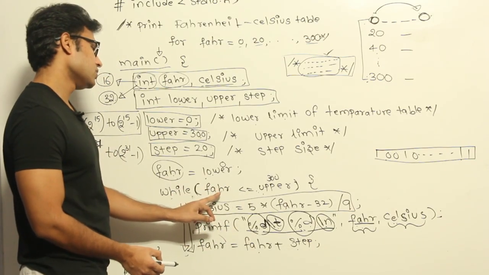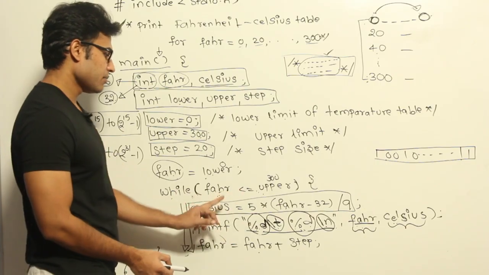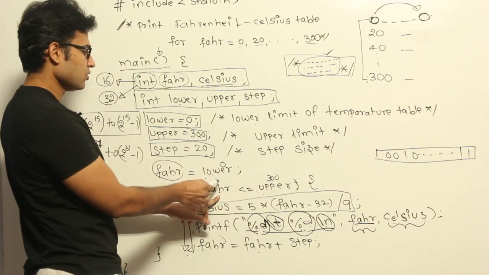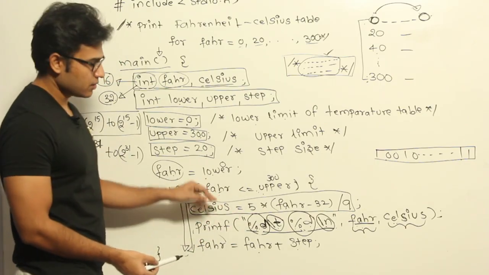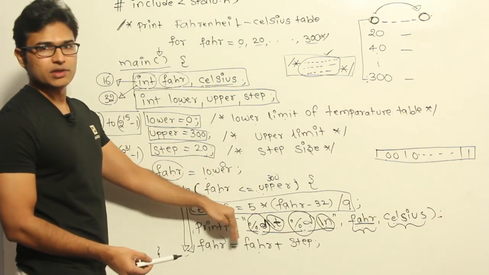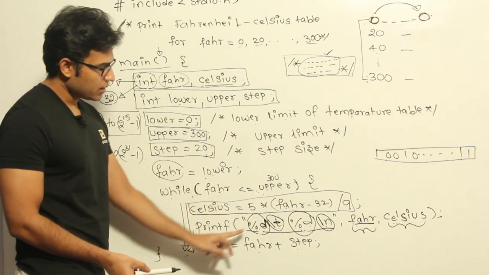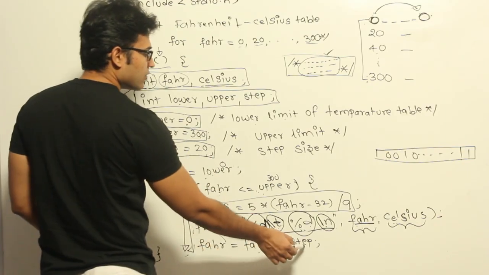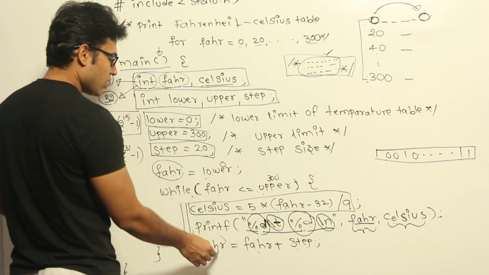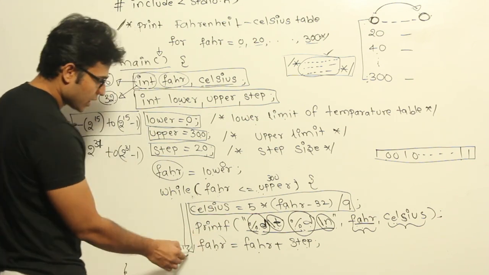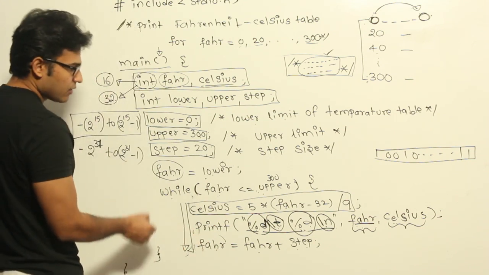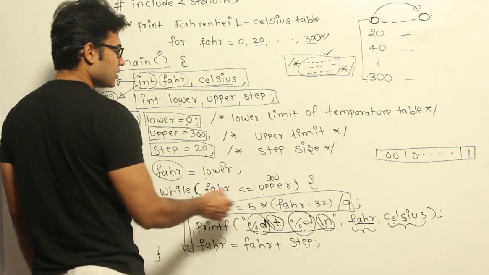Now what is the initial condition? Fahrenheit is less than or equal to upper. Initially Fahrenheit is set to 0. 0 is less than or equal to 300. So we enter it and do all of this, and after that Fahrenheit is incremented by 20, because step is 20, which means Fahrenheit will become 20. Now we come out of this while loop and again get into it and check the condition.